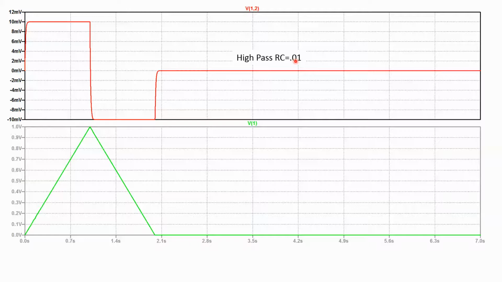Now when RC equals 100th, you can't really plot them on the same scale, but notice you get positive slope, negative slope, and very little time in between each area. All right.